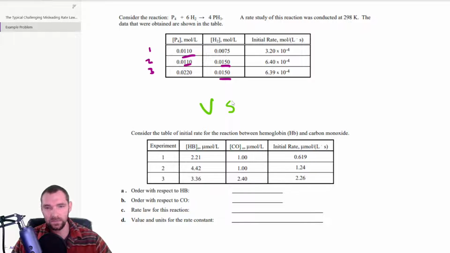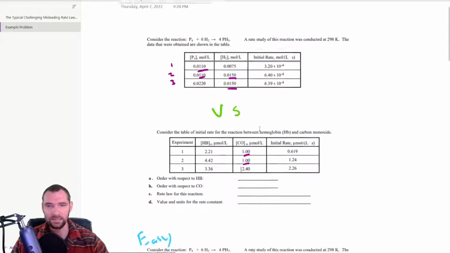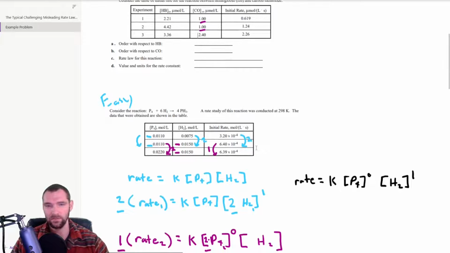When it gets tricky is when you have something like this, where there's only one thing that's held constant between the trials and the other one is not held constant. It is still doable, but the math is a little bit trickier, and you have to use a slightly different strategy, though they do have some overlap.